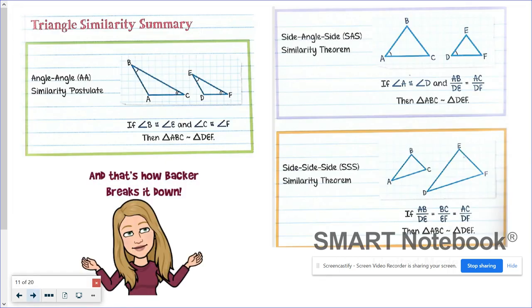So those are the three ways we can determine triangle similarity. We've got the angle similarity theorem, the side-angle-side similarity theorem, and the side similarity theorem. And that's how Backer breaks it down.